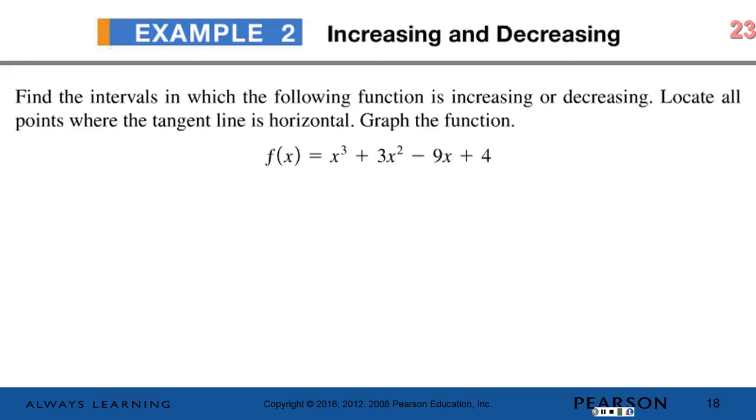So what we're going to do is look at this function, and look at where it's increasing or decreasing, which means we're going to locate all the places on this graph where the tangent line would be horizontal, meaning it has a slope of 0, meaning that's where the derivative is 0. Okay? And then we're going to graph the function. Now we could just plug the function into our calculator and graph it, and we're going to do that after we check that we're right.